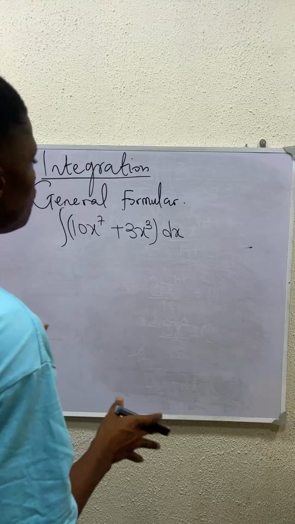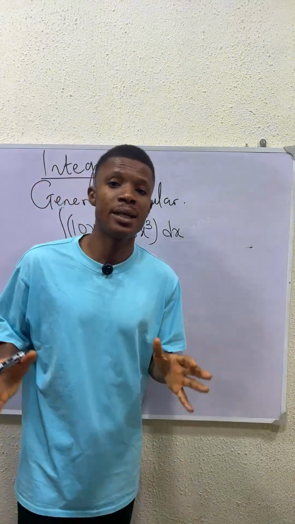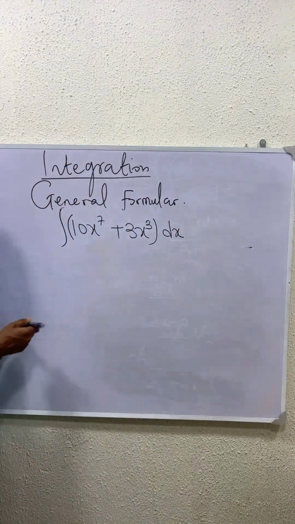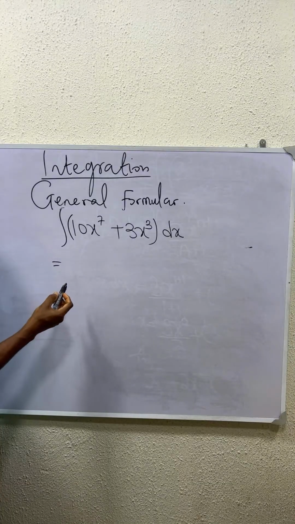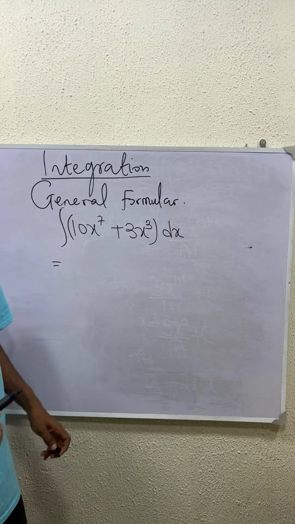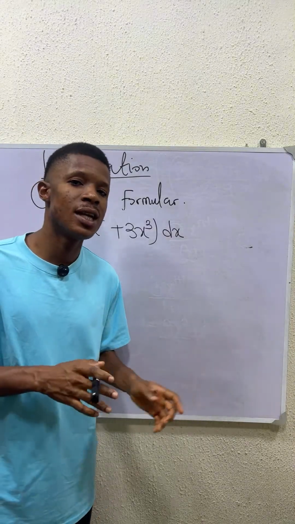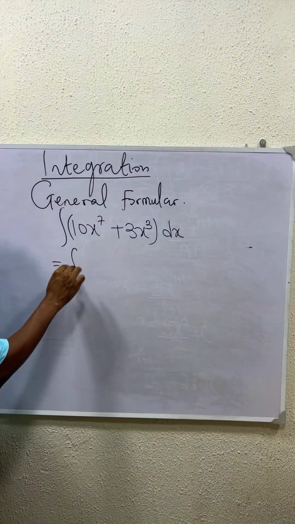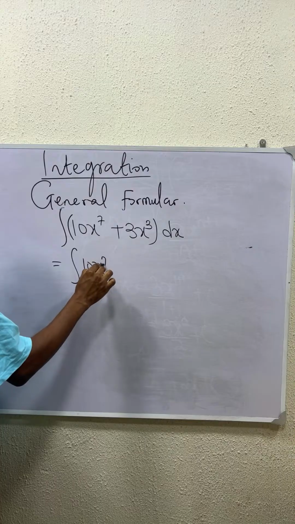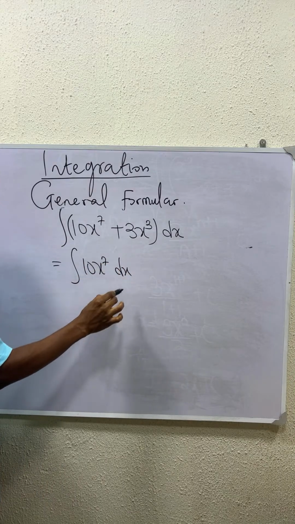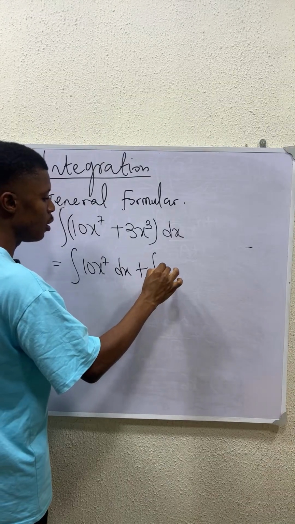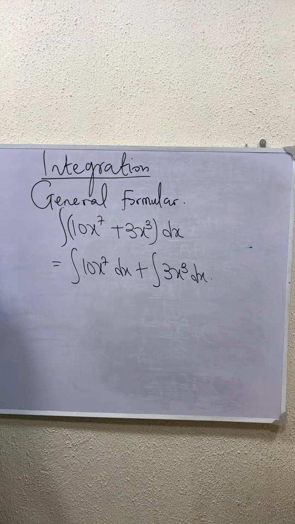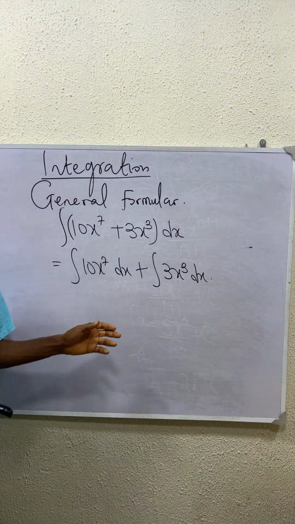It is very, very simple. To do that, we just have to apply the same rule and the same method. Integrating a sum is very simple. All you have to do is integrate the individual terms. That is integrating 10x^7 with respect to x plus the integral of 3x^3 with respect to x. So when you have this now, we are getting closer.